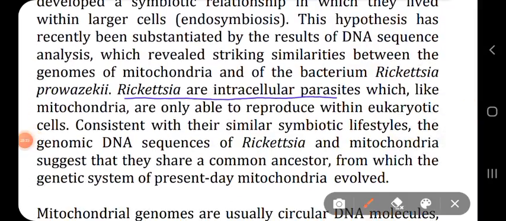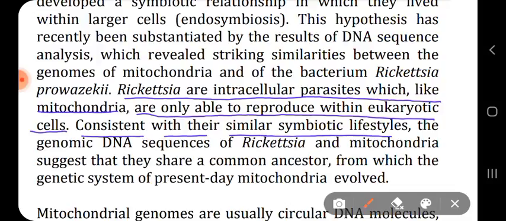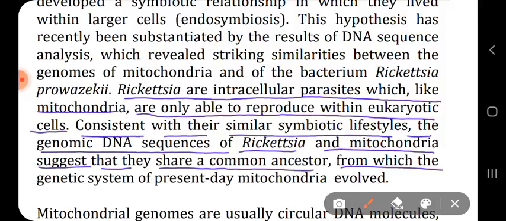Rickettsia are intracellular parasites, like mitochondria, and are only able to reproduce within the eukaryotic cell. According to the properties of Rickettsia, it has been confirmed that they are intracellular parasites and can only perform their reproduction when they enter eukaryotic cells. Consistent with their similar symbiotic lifestyles, the genomic DNA sequence of Rickettsia and mitochondria suggests that they share a common ancestor from which the genetic system of present day mitochondria evolved.